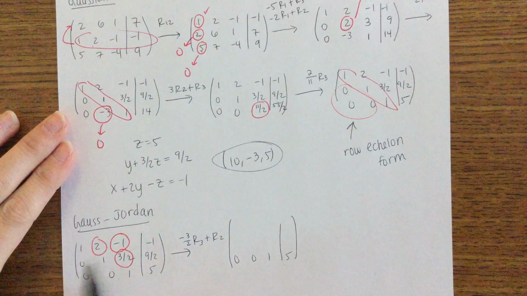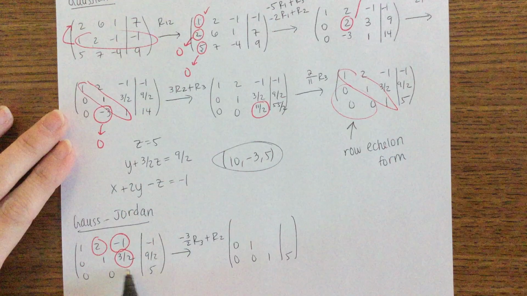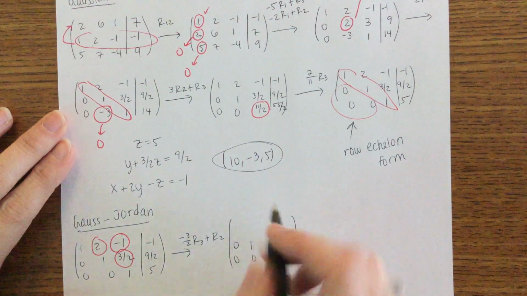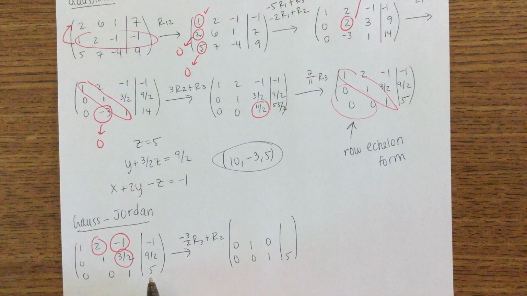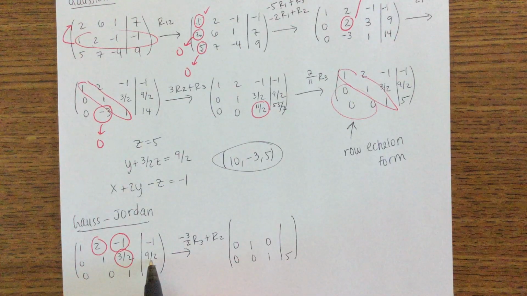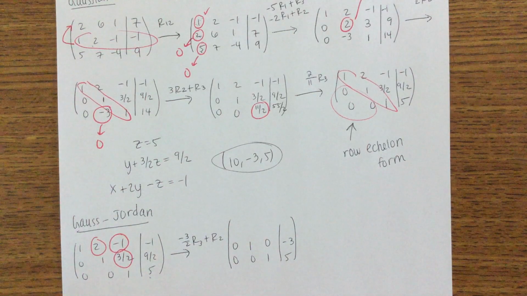Okay, so 0 add 0, still going to be a 0. 0 add 1, still going to be a 1. Negative 3 over 2, add positive 3 over 2 is going to be 0. Negative 15 over 2, add 9 over 2 is going to be negative 6 over 2, which will be negative 3.